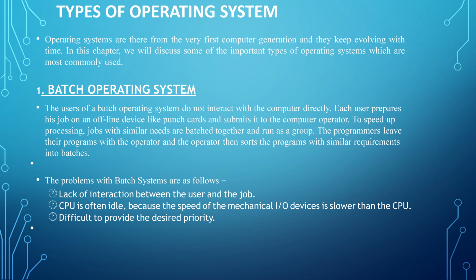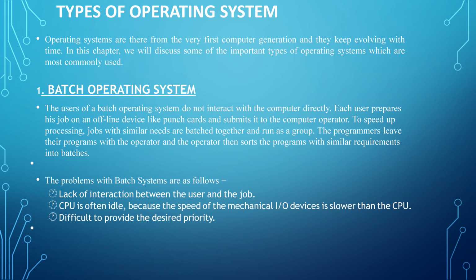In number 1 type of operating system, we have batch operating system. The user of a batch operating system does not interact with the computer directly. Each user prepares his job on an offline device like punch cards and submits it to the computer operators. To speed up the processing, jobs with similar needs are batched together and run as a group. The programmer leaves their program with the operator, and the operator then sorts the programs with similar requirements into batches.